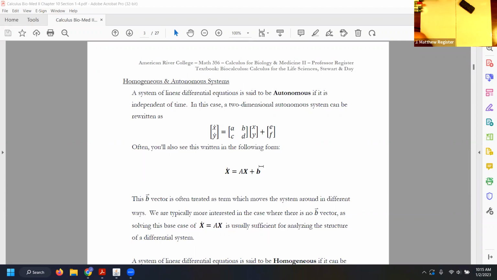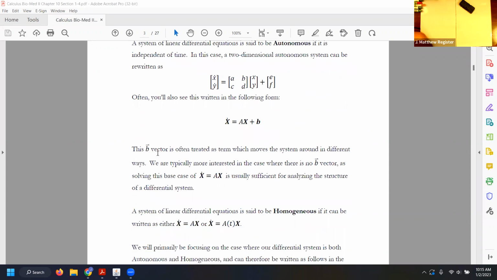Often you'll also see this written in this format, which is just the same format that we saw before. We're typically more interested in the cases where there is no B vector, though. As solving this case, x dot equals Ax is usually sufficient for analyzing the structure of a differential equation or differential system. The reason for that is the B term is really just shifting things away from the origin. That's all it's going to be doing. And so if we just get rid of that B term, it'll just shift things back to the origin.